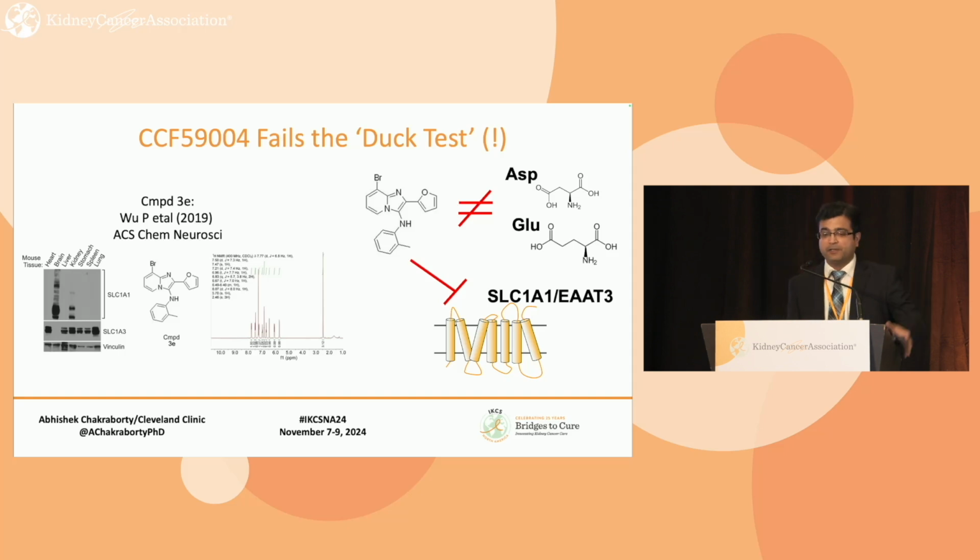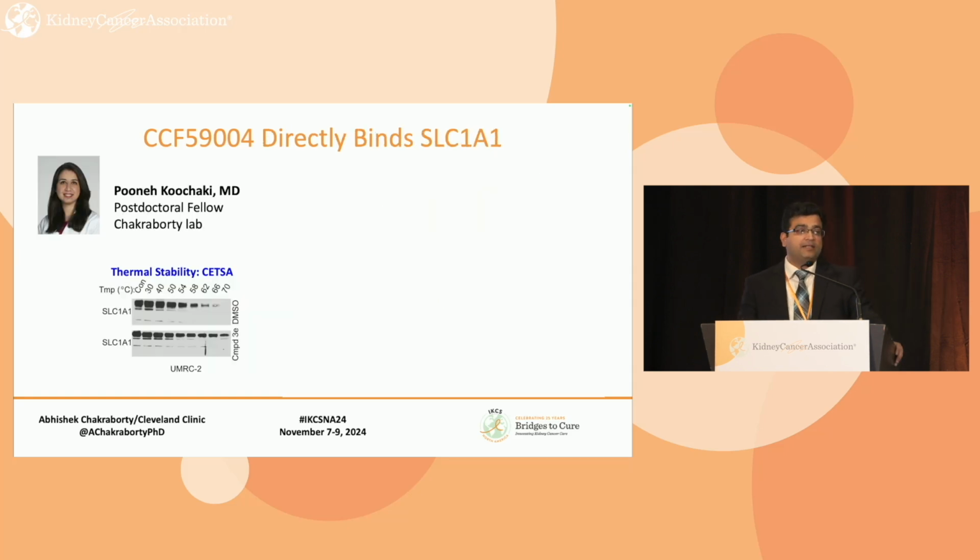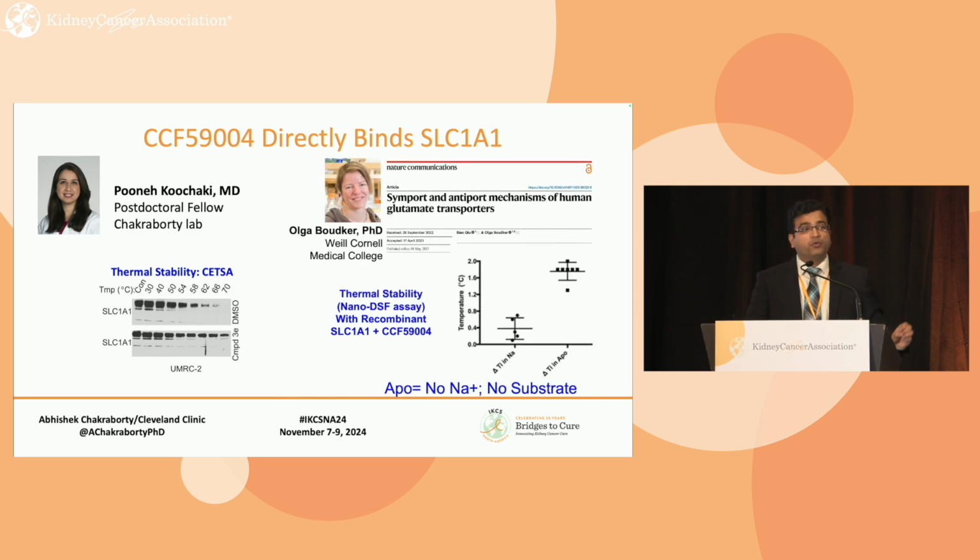One of the first experiments that we did is a really cute experiment that you can do. You can take cell extracts or even recombinant protein and expose them to your drug of interest. If your molecule binds, the protein becomes more heat stable, more thermostable. So this is called a CETSA assay, or a cellular thermal stability assay. Here on the top are cells that were treated with DMSO or cells that were treated with this compound 3E. And when you treat with this compound 3E, SLC1A1 is stabilized, suggesting that the molecule is directly engaging with SLC1A1.